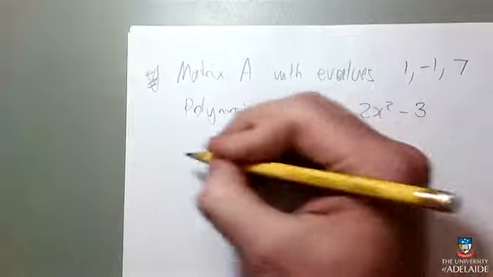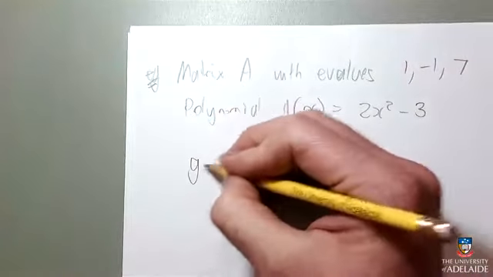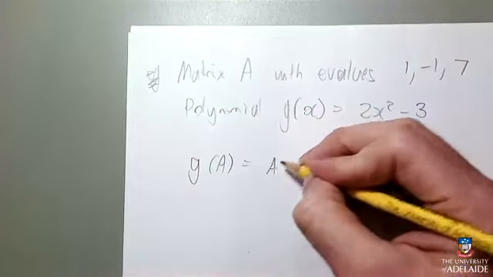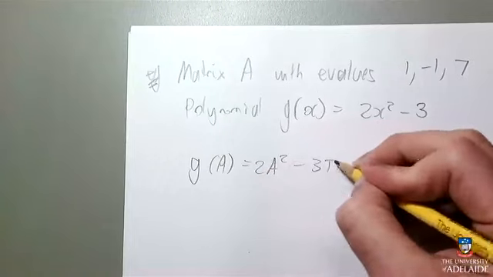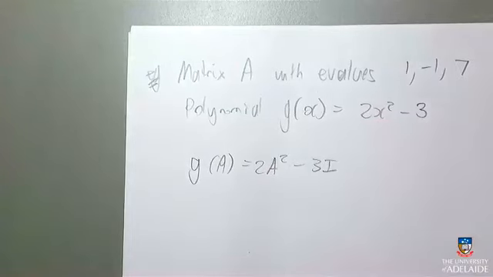So I could find g of A, which would be like 2A squared minus 3I, and it would come out to whatever it came out to. Maybe I should put a matrix in there. Can I be bothered calculating its square? No, I can't, so I'm not going to do that.